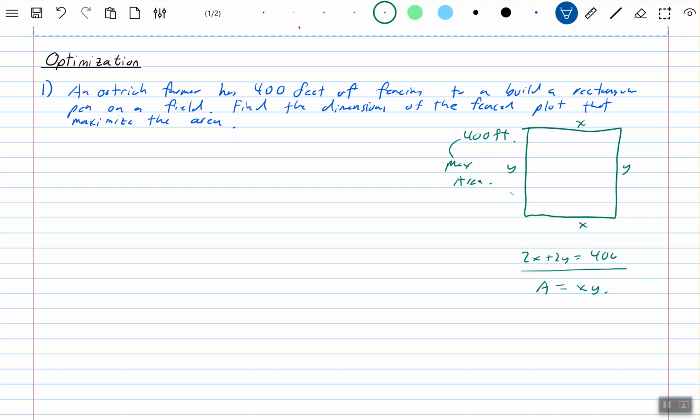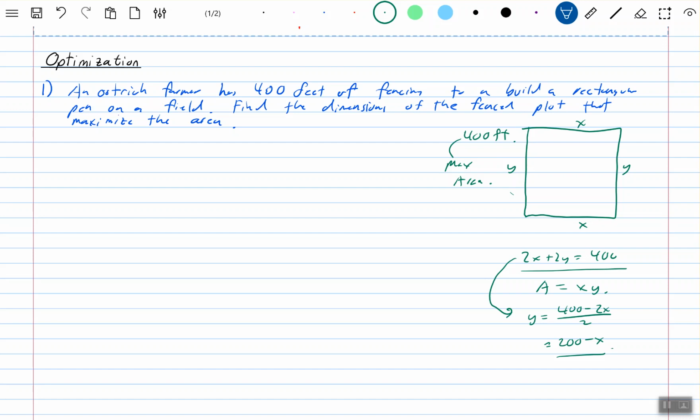We're going to use the perimeter function. Using this fixed quantity, we can relate x and y together in terms of each other, and sub in so the area is in terms of one variable. That might not make a lot of sense, but let's go ahead and try it. We're going to solve for y. So that gives us y is equal to 400 minus 2x divided by 2. And that's just equal to 200 minus x. So that's what y is equal to.